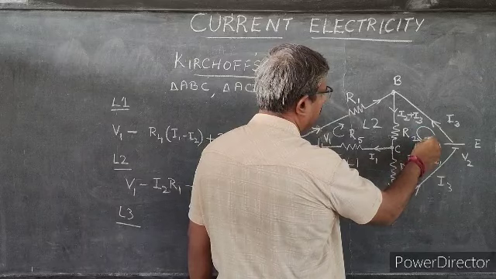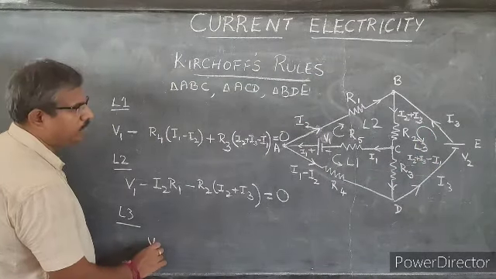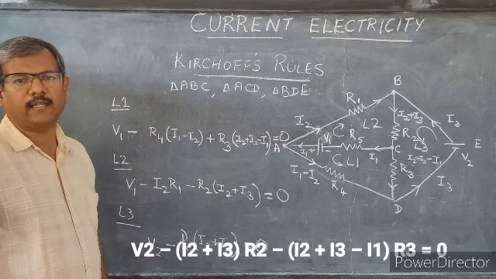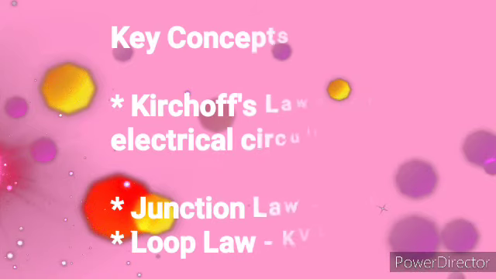Across L3, let me assume I am going in this direction. So again, V2 minus, current is flowing in this direction, I2, I am going in this direction. So eventually I have three equations and three unknowns, I1, I2 and I3. For three equations and three unknowns, I can solve these equations to eventually arrive at the values of I1, I2 and I3.